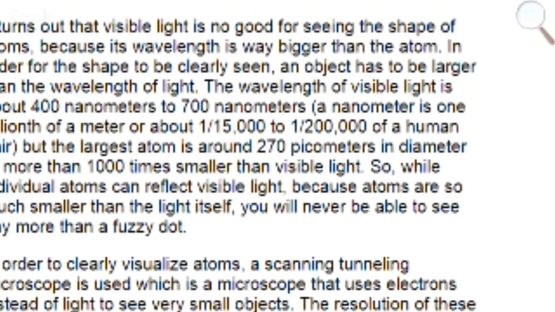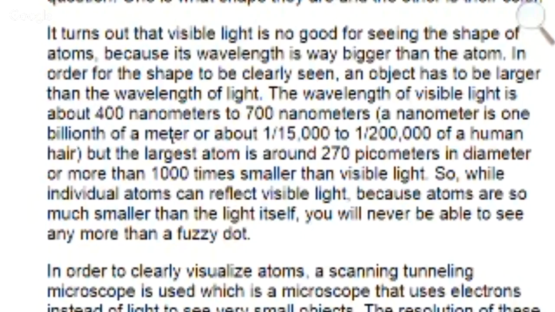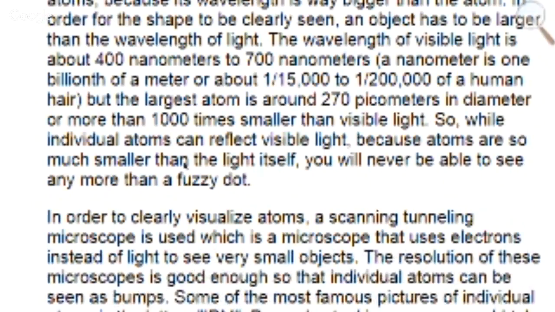The wavelength of visible light is about 400 nanometers to 700 nanometers. A nanometer is 1/billionth of a meter, about 1/15,000 to 1/200,000 of a human hair. Yep, we have to believe. So while individual atoms can reflect visible light, because atoms are so much smaller than light, you will never be able to see any more than a fuzzy dot.